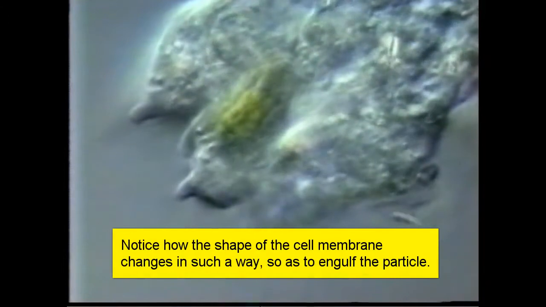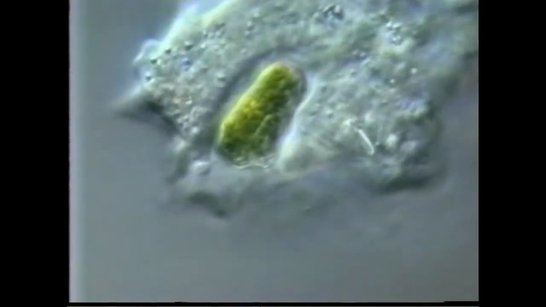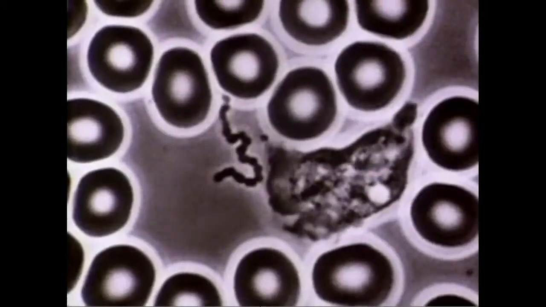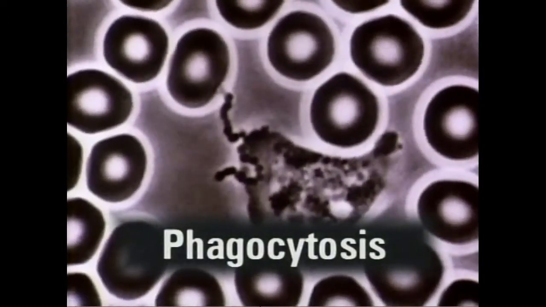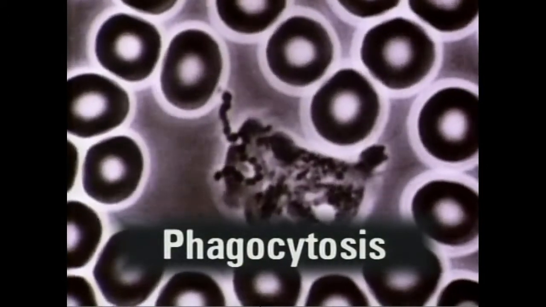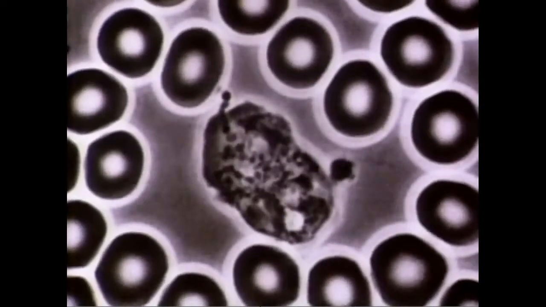Some cells, such as this amoeba, have the ability to extend toward food particles, surround and engulf them. It's called endocytosis, which means to take into the cell. In animals, white blood cells use a similar process called phagocytosis to engulf and then destroy invading bacteria and other intruders.